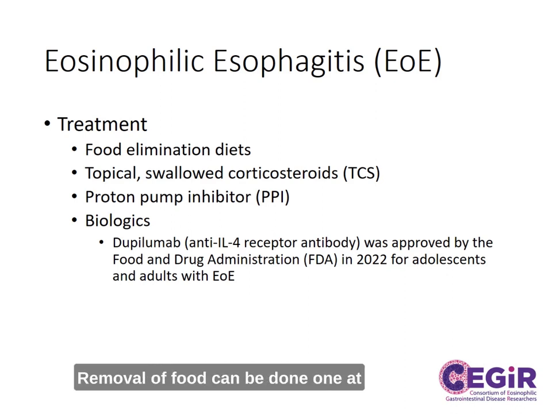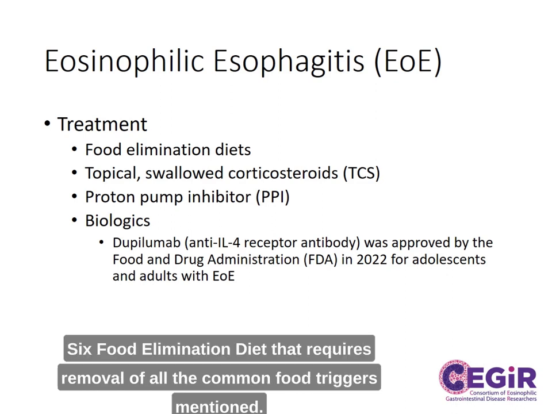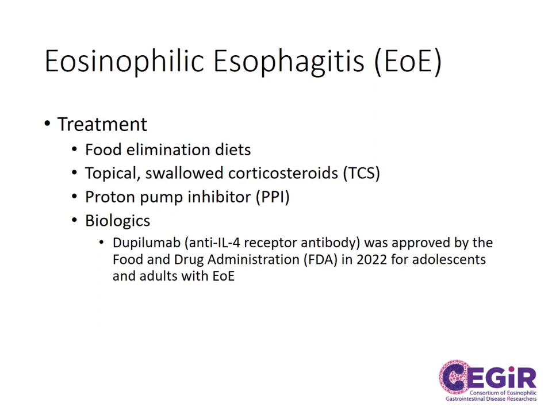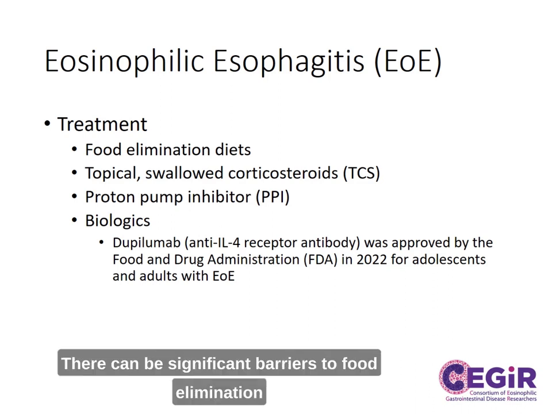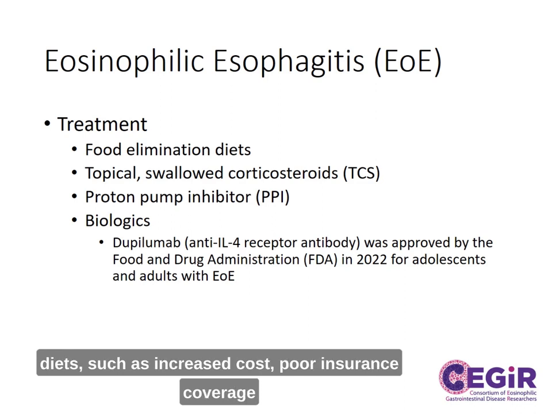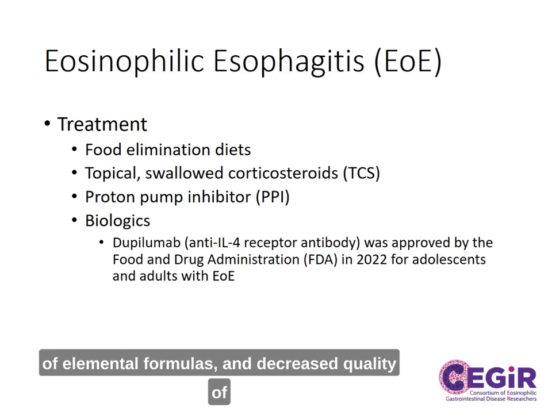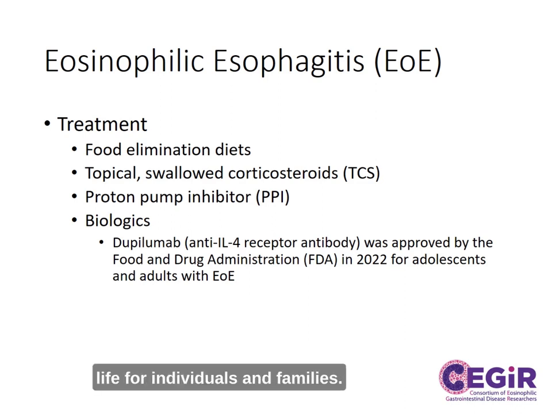Removal of food can be done one at a time or in groupings, such as the 6-food elimination diet that requires removal of all the common food triggers mentioned. The most effective diet is the elemental diet that removes all food and utilizes an elemental formula to provide nutrition. There can be significant barriers to food elimination diets, such as increased cost, poor insurance coverage of elemental formulas, and decreased quality of life for individuals and families.